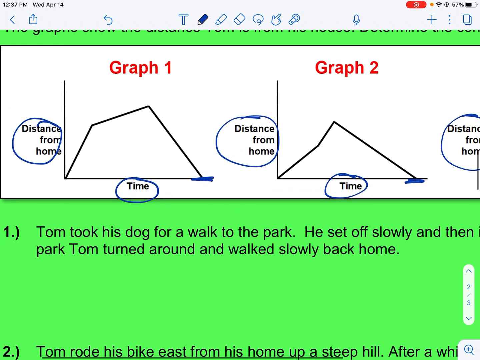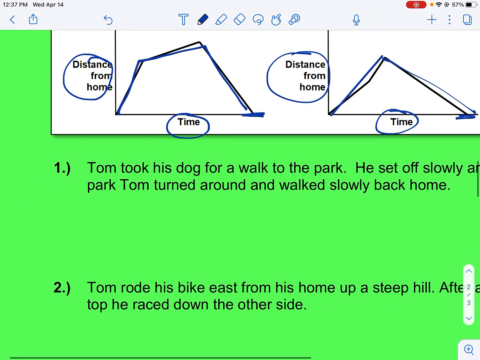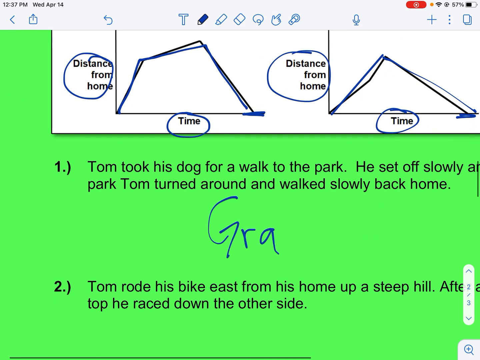So this one looks like he's walking fast, going slow, then going home. This one he's walking fast, moving faster, and then going home. So I believe that this one is graph 2.